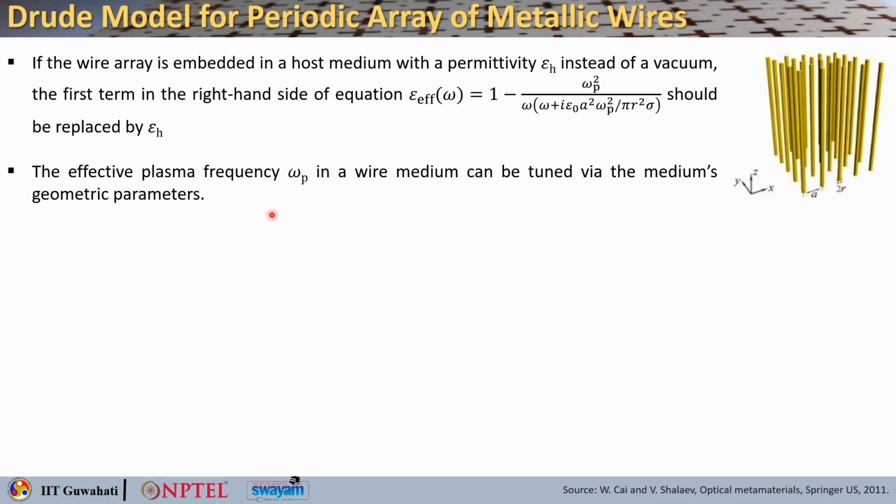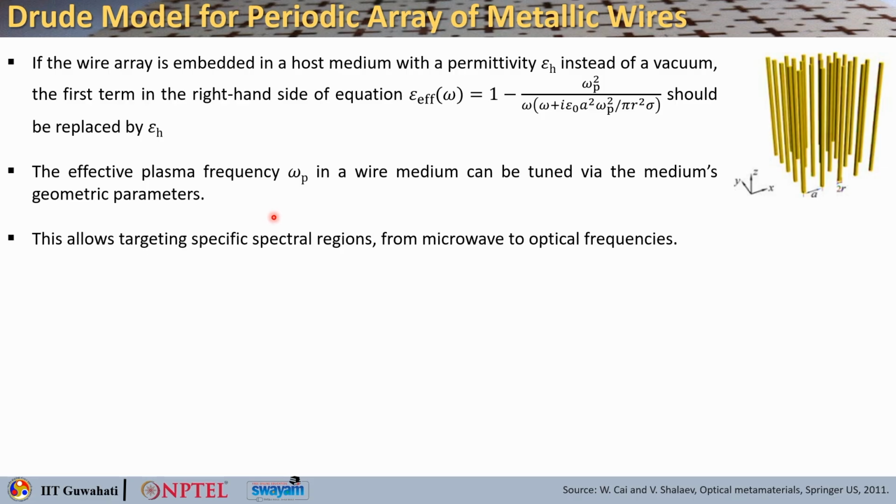Now, the effective plasma frequency omega p in a wire medium can be derived via the medium's geometric parameters, that is A and R, and that allows you to target specific frequency ranges from microwave all the way to optical frequencies. You can change the design of your wire array and put it anywhere in between.